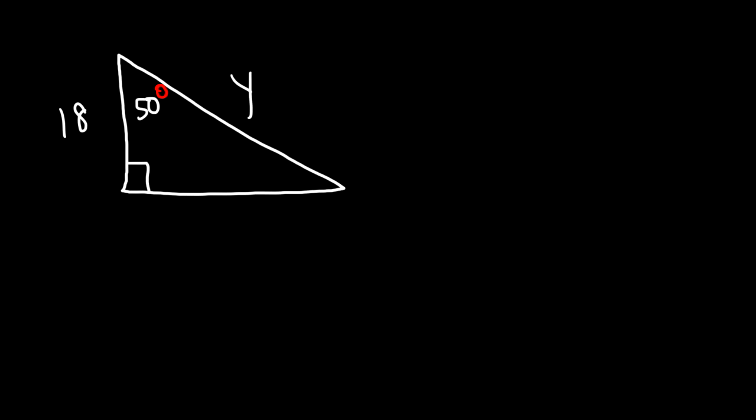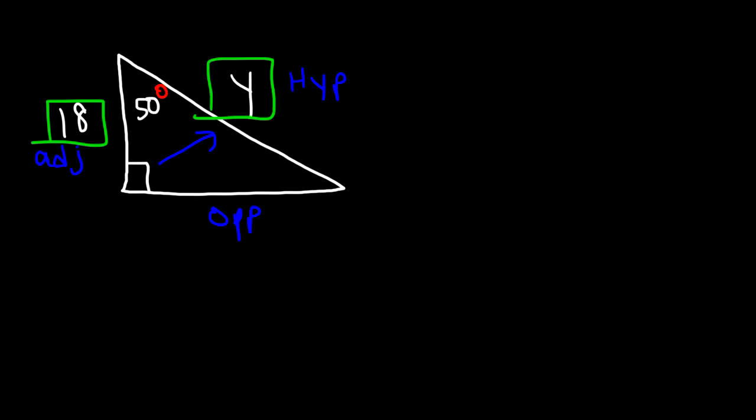So relative to 50, we know this side is the opposite side. Across the 90 degree angle is the hypotenuse, and this must be the adjacent side. So we have the adjacent side and the hypotenuse. Should we use sine, cosine, or tangent? Based on SOHCAHTOA, we know that cosine is equal to the adjacent side divided by the hypotenuse.